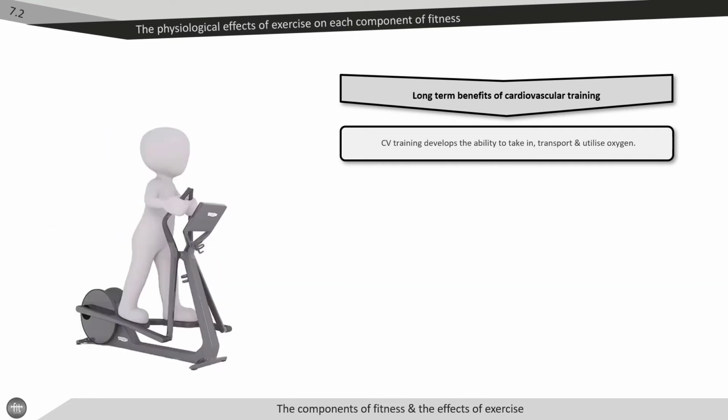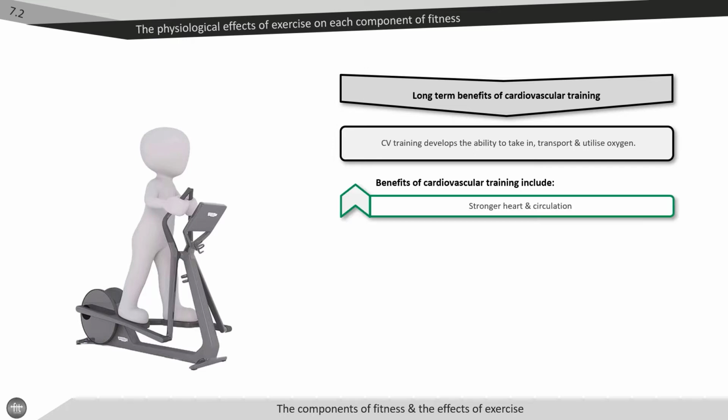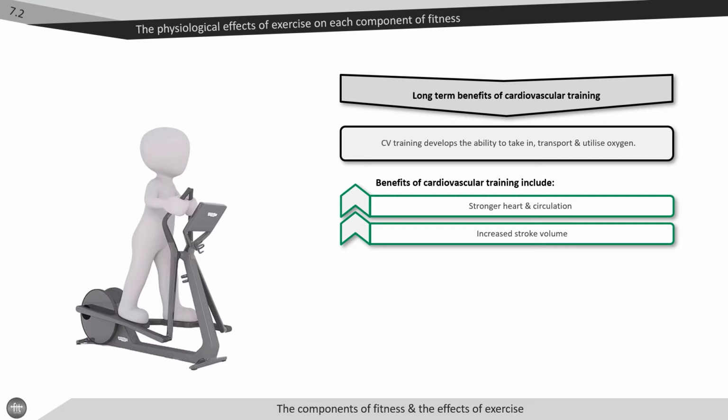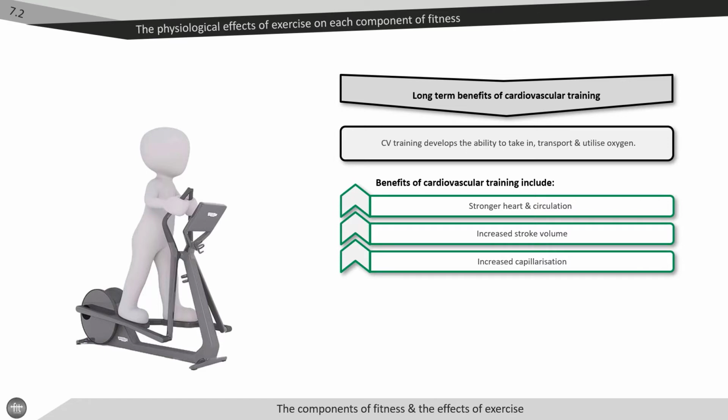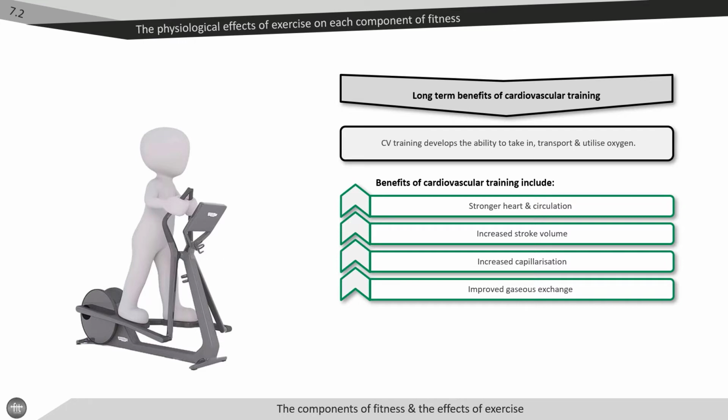Cardiovascular training develops the ability to take in, transport and utilise oxygen. The long-term benefits of cardiovascular training include the heart becoming stronger, with more blood being circulated in one contraction or heartbeat. This is known as an increased stroke volume. There will be an increase in the number of capillaries in the muscles and in the alveoli within the lungs, both of which increase the potential for gaseous exchange to occur.